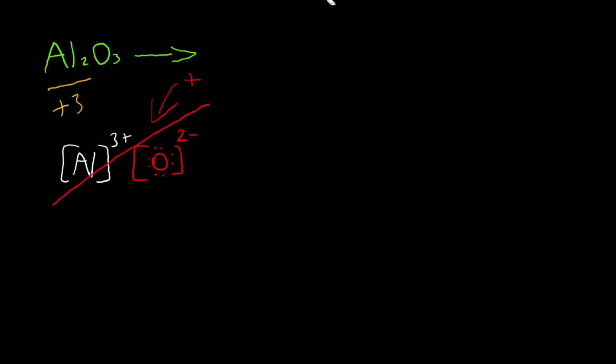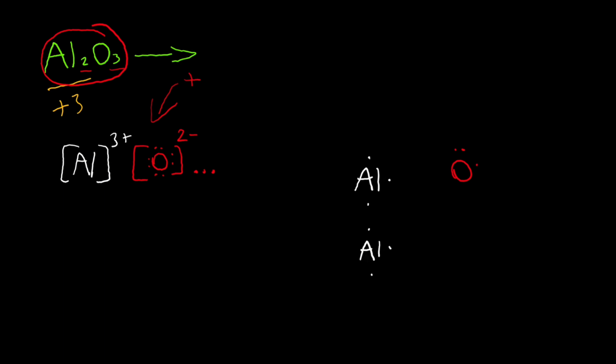We need to add more ions. How many exactly? Well, we can just take a look at the chemical formula, which tells us exactly how many we need. It says we need 2 aluminum ions and 3 oxygen ions. If we draw the atoms in Lewis structure format, with all the electrons before they've been transferred, we get this.